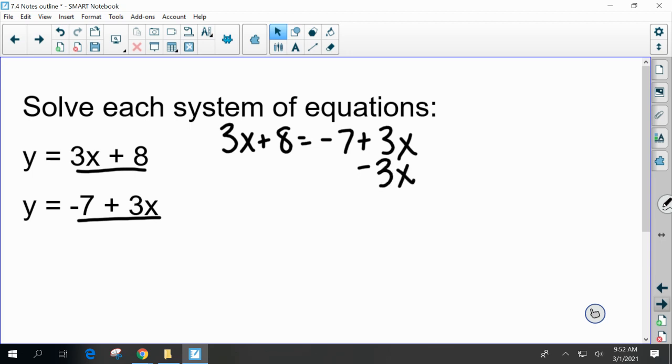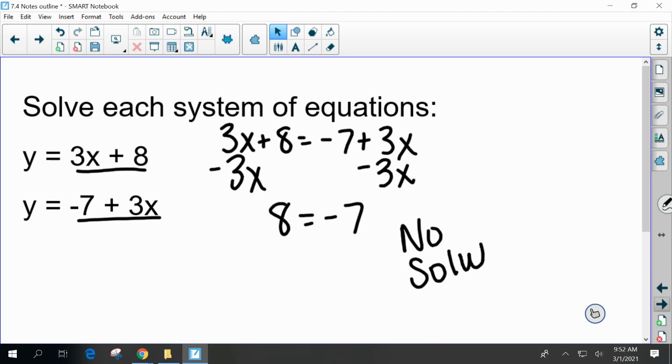Yes, so we're going to subtract 3x, and all of the x's then are going to cancel out, and we're going to be left with 8 equals -7. So does 8 equal -7? No. So this one, we would stop right here, and this would be no solution. You don't have to do the y part, because we're not going to be able to get a solution for x.